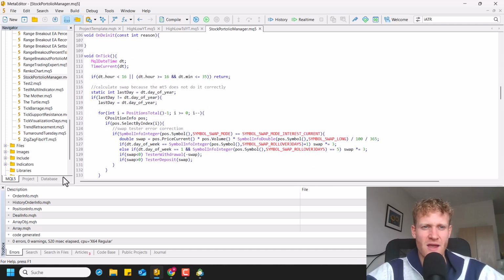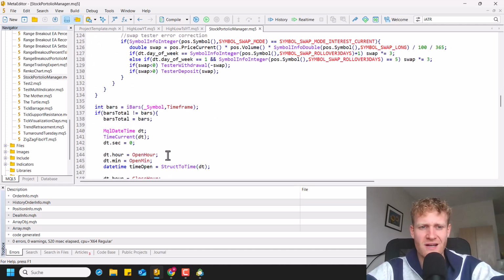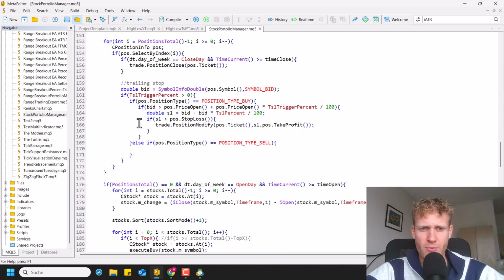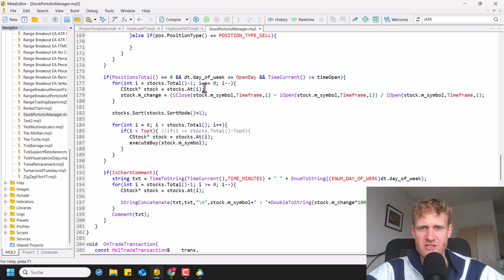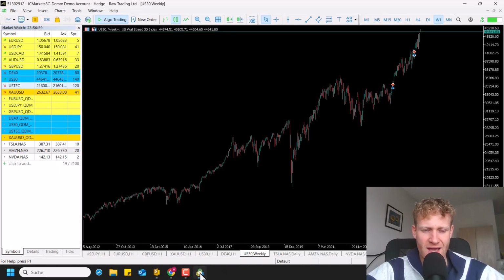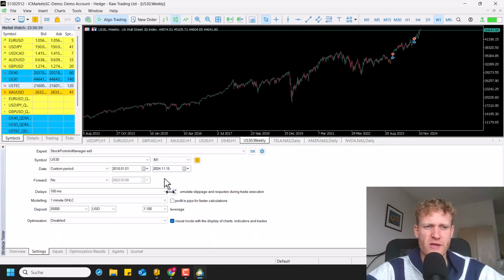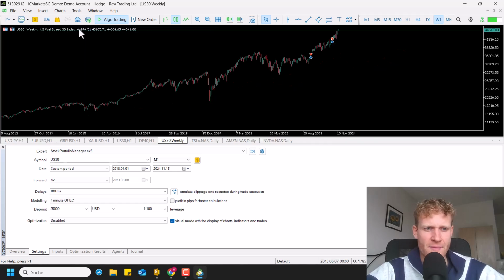And what I then did is I wrote a program. I don't want to go into detail here. I just wrote a quick program that opens positions on one day and closes positions on another day, and that's pretty much it. So how does this look like? If we have a look at this in the strategy tester, for example, I can show it to you.